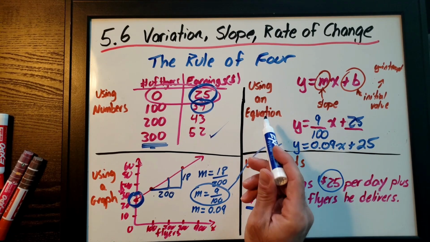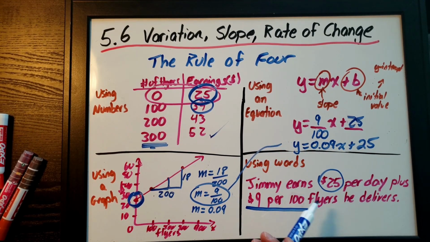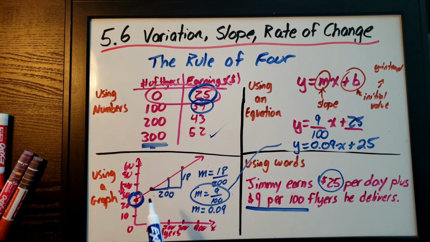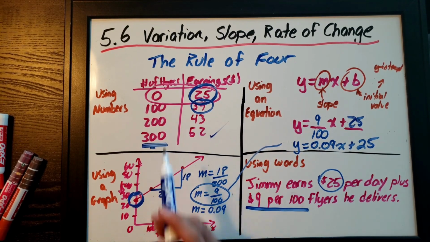So this is always our main goal. Word problems are given in words. We transfer them to numbers. We like to look at the graph, but we really like to create an equation. Okay, so this is the rule of 4. We like all 4 of these things, and we want to be able to navigate through these 4 different things very easily.